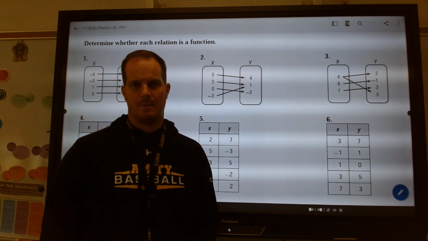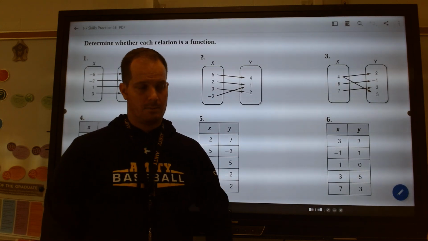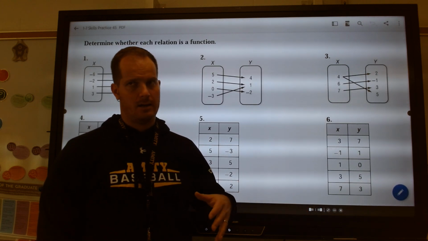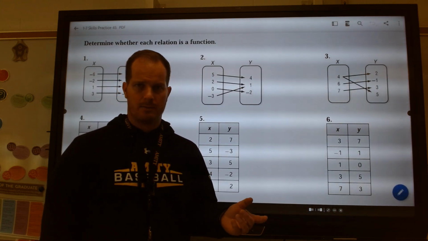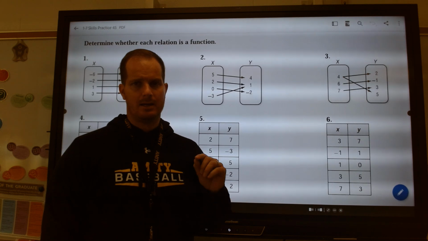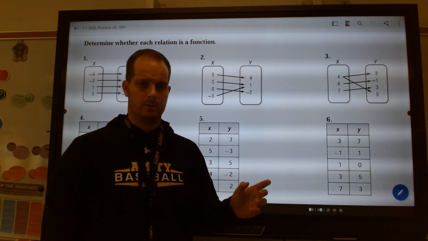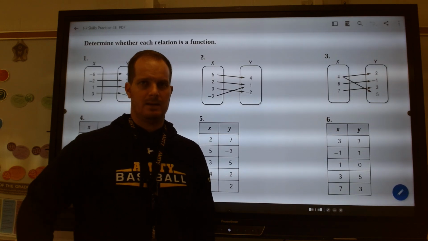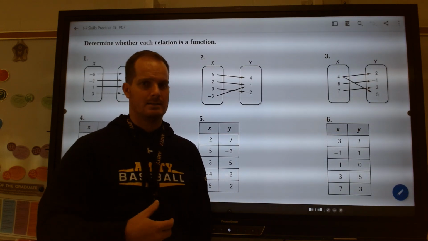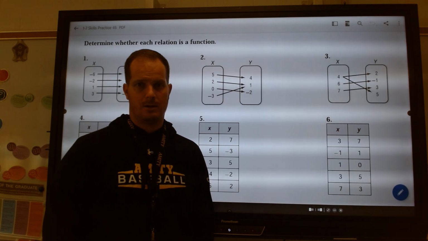In math, there are many different types of relationships. Some are functional relationships and some are not. To be a functional relationship, the number one thing to remember is that every input, every x value that you have, must be mapped to one and only one output. If an input has multiple outputs, it is not considered a functional relationship.